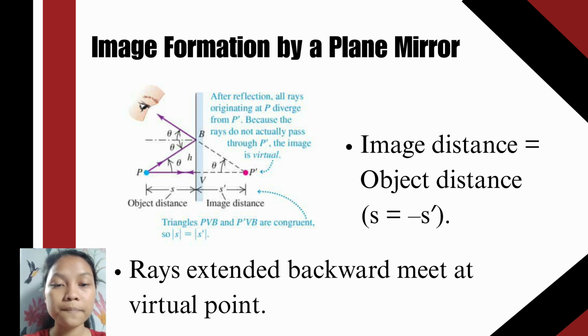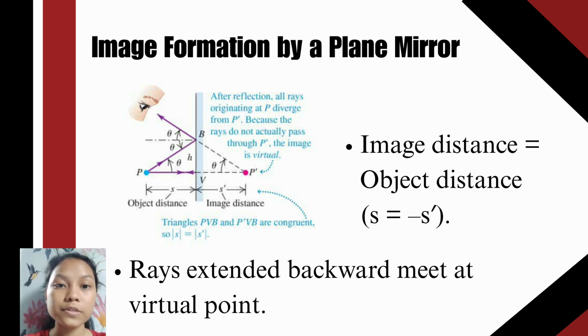In a plane mirror, the image distance is equal to the object distance, which means the image appears just as far behind the mirror as the object is in front of it. Mathematically, this relationship is written as S equals negative S', where S is the object distance and the other S is the image distance. This is why when you stand in front of a mirror, your reflection seems to be the same distance behind the mirror as you are in front of it.